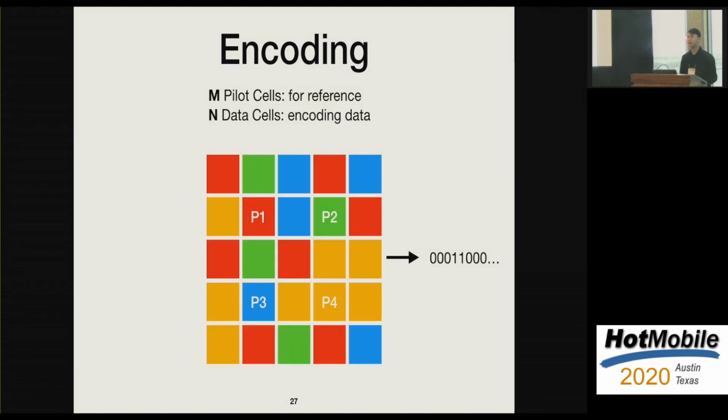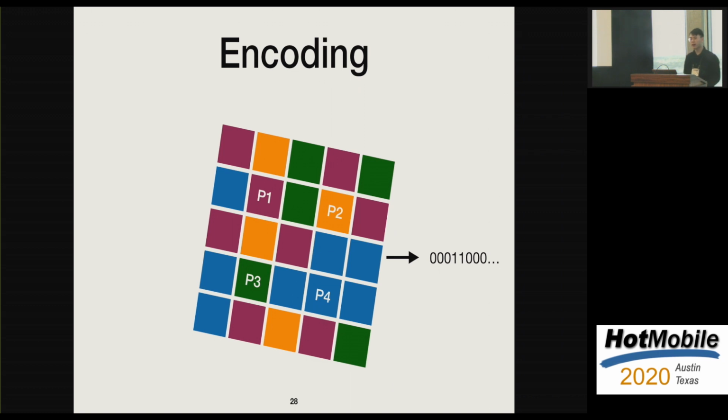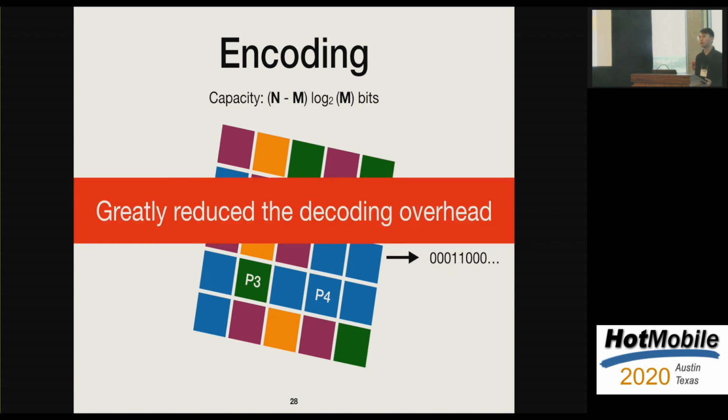And then the remaining cells are the data cells that actually encode data using the same patterns as the pilot cell. So with this design, while the color will still change with the orientation, by comparing each data cell's color to the pilot cell, we can recover it accordingly. Although this design slightly lowers the encoding capacity to n minus m log m, it greatly reduces the decoding overhead and removes the need for knowing the orientation.